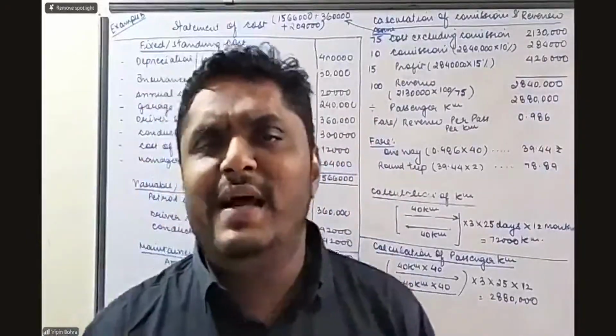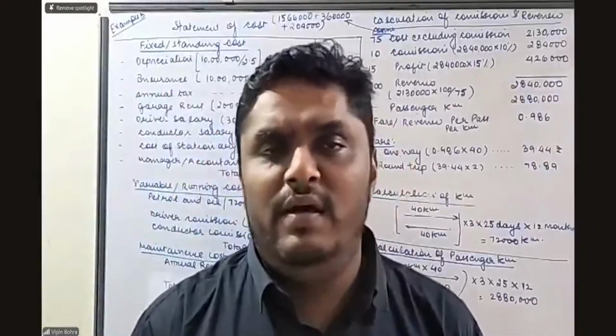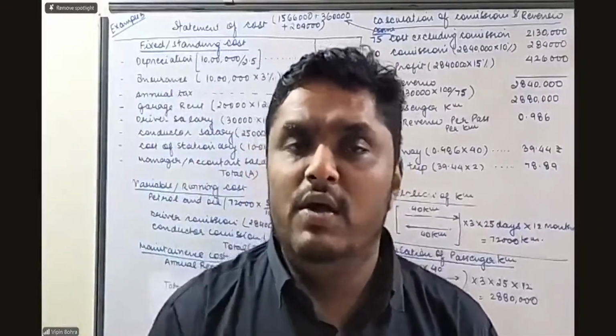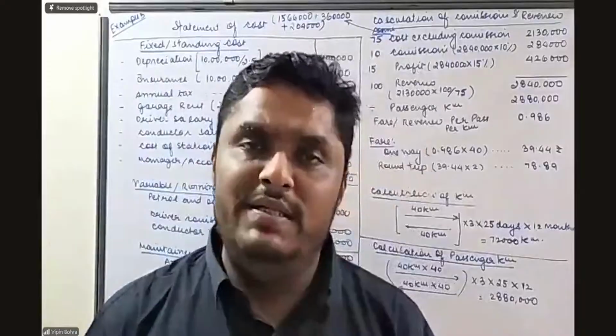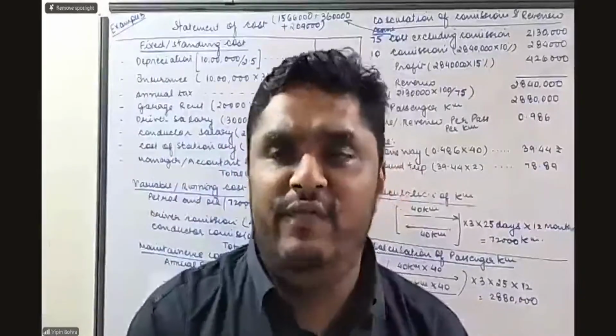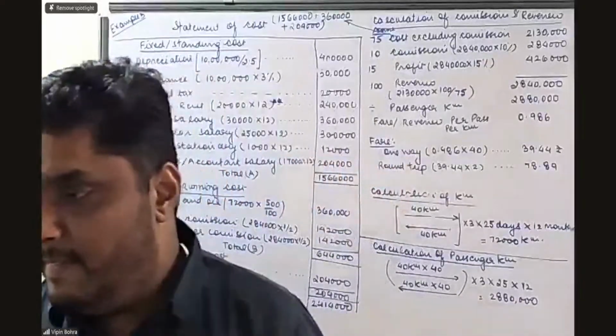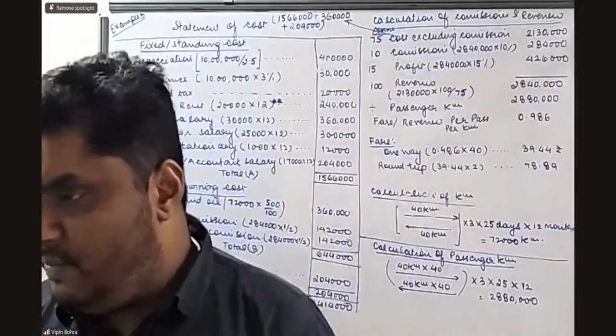So there are many examples. You can fix it up either in fixed or variable. So you have to apply common sense that which cost will be categorized in fixed or which in variable. Anything else apart from this, Linga?